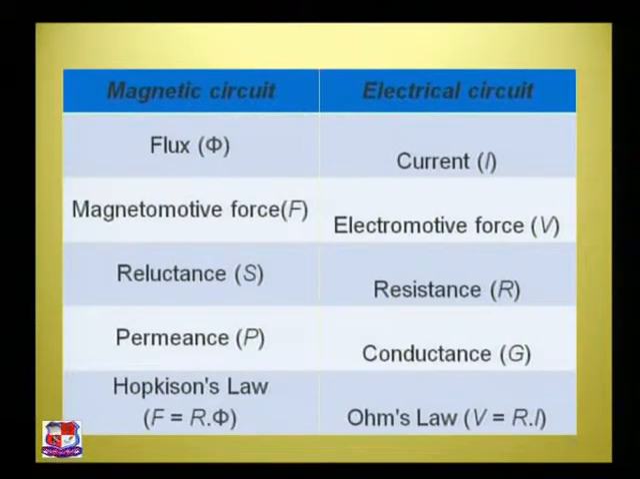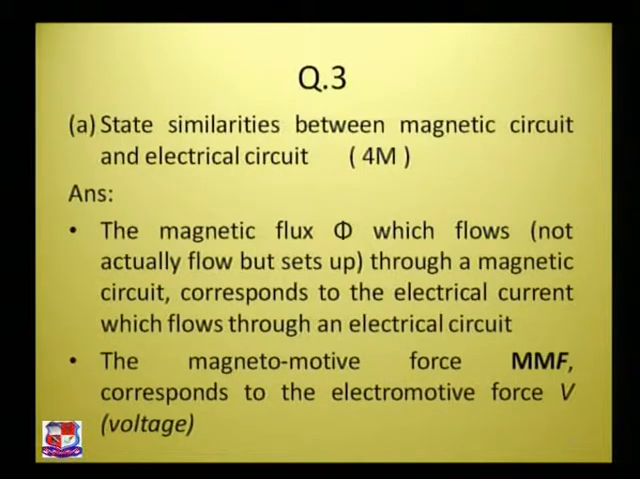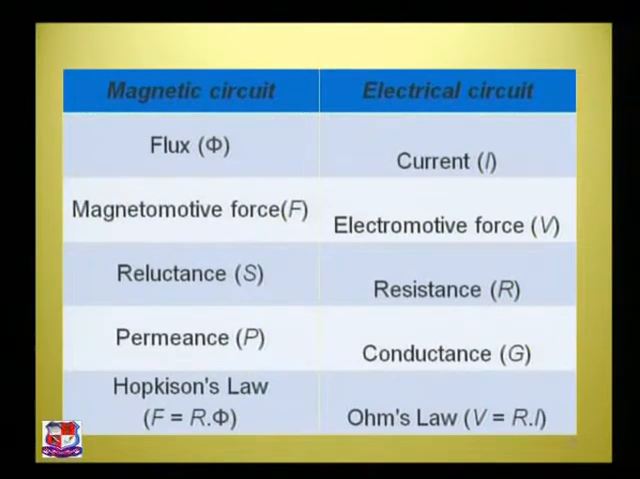Because the question is asked for 4 marks, we just have to state the similarities. We don't need to explain, but if the same question is asked for 7 marks, we have to explain each and every parameter. So this is question 3a.